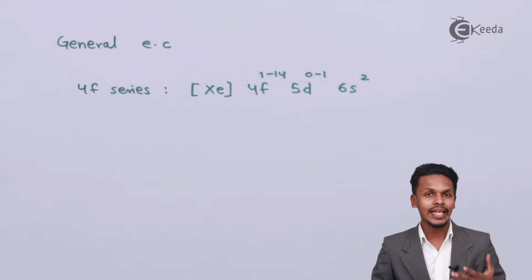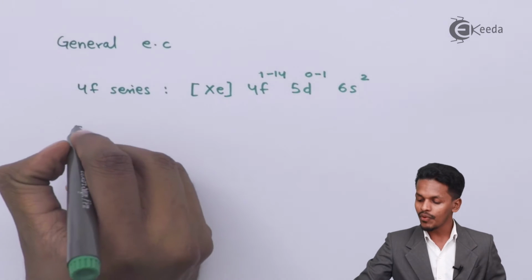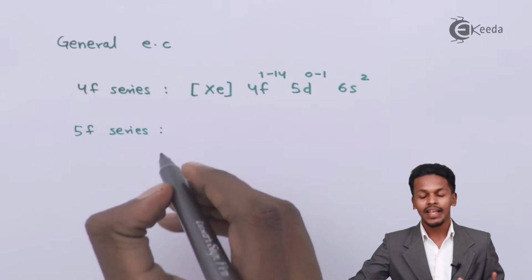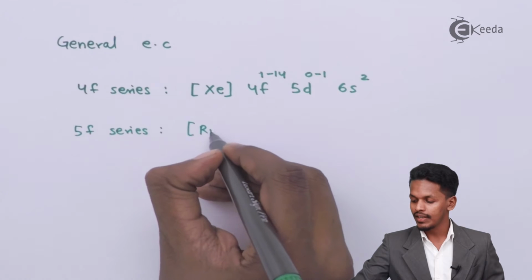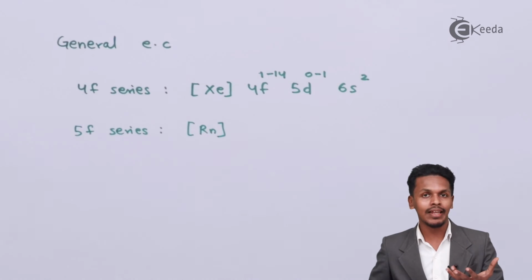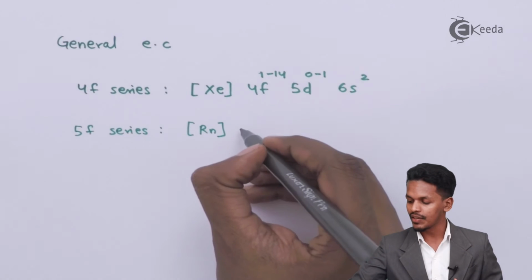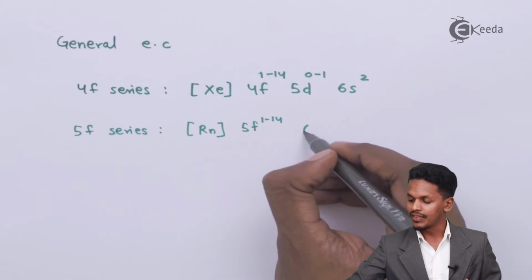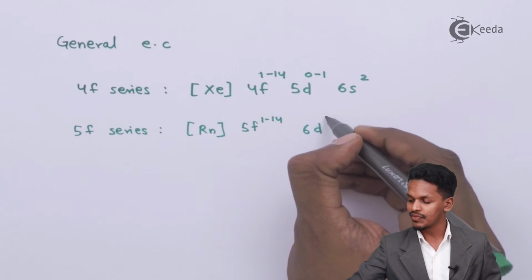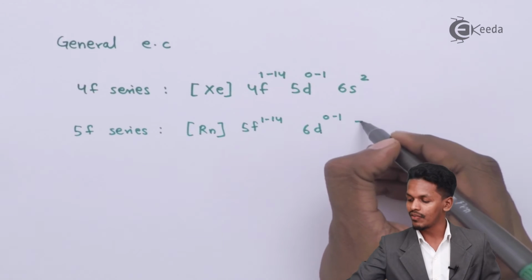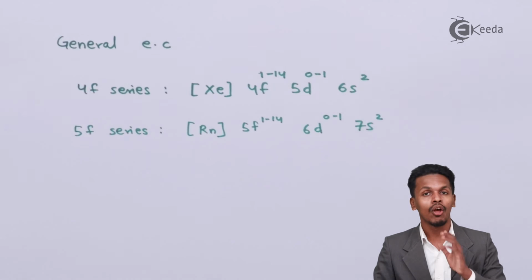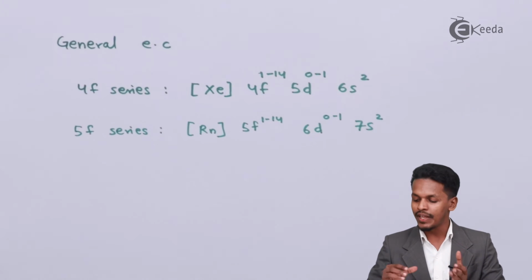Now let me talk about the 5F series. In this case radon is the noble element, that we know. So it will start with 5f from 1 to 4 electrons. After that it will be 6d, from 0 to 1, and after that it will be 7s2. This is the general electronic configuration for the F block elements.